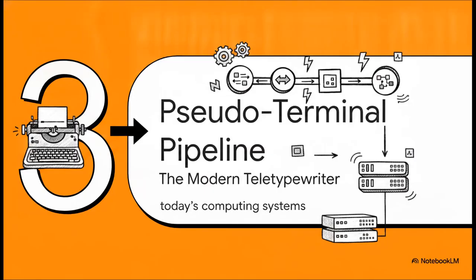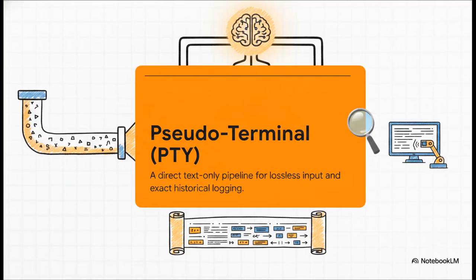That amazing physical hardware history perfectly bridges into Section 3, the pseudo-terminal pipeline. This is the modern digital equivalent powering the core of today's systems. We need to clearly define what a PTY, or pseudo-terminal, actually is. Think of it as the uncompromising back-end channel for continuous communication. It's a direct text-only pipeline straight into the arithmetic brain of the machine.